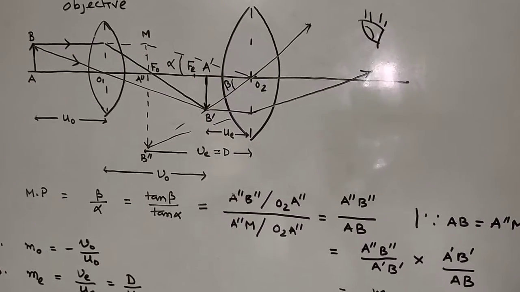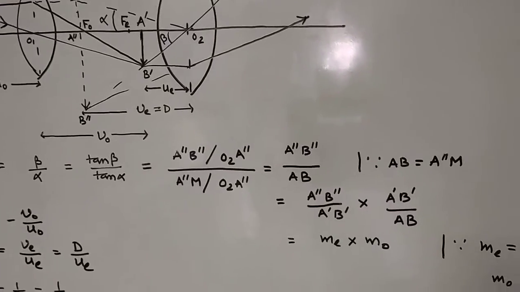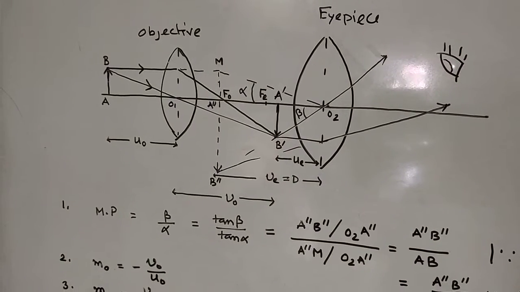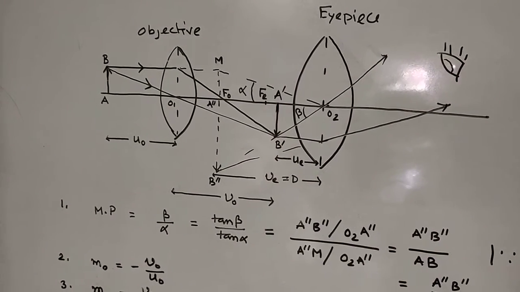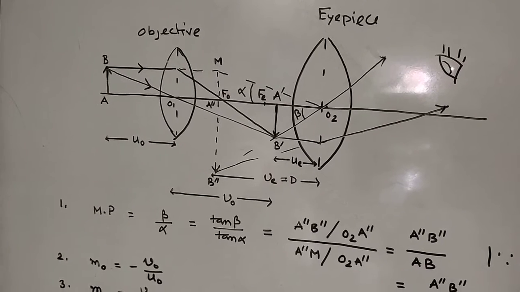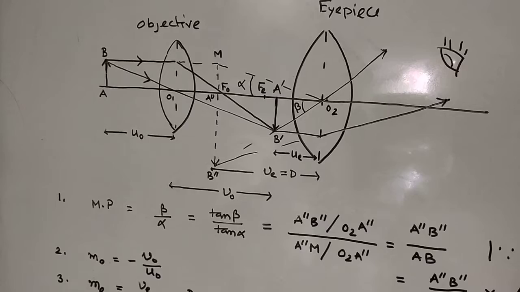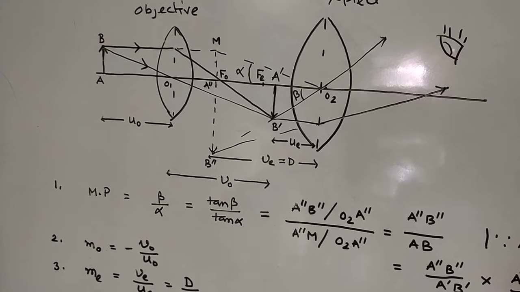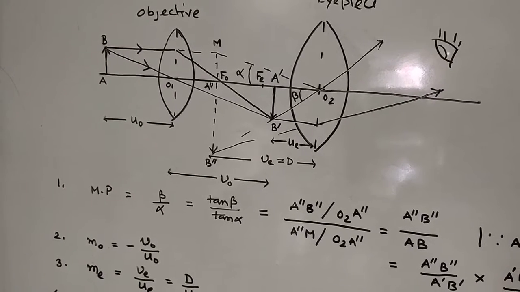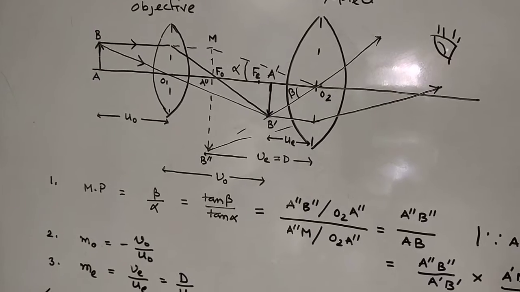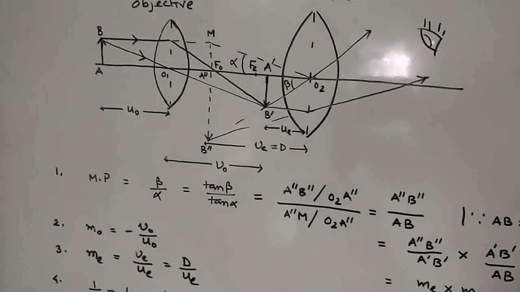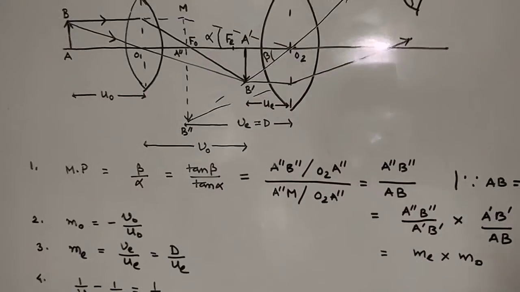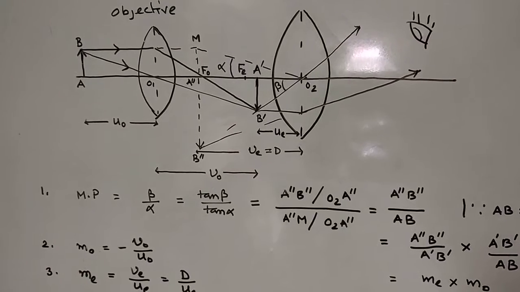Now the magnification for the objective, as we have written, is A'B' by AB. So if you consider triangles ABO1 and A'B'O1, the two triangles are similar, and in that case the sides are proportional. So you will get m0 is nothing but v0 by minus u0, and in place of the eyepiece, A''B'' by A'B', so me is A''B'' by A'B'.